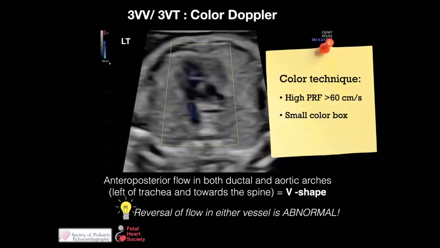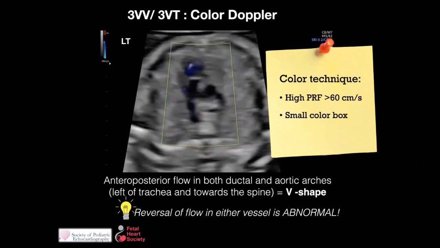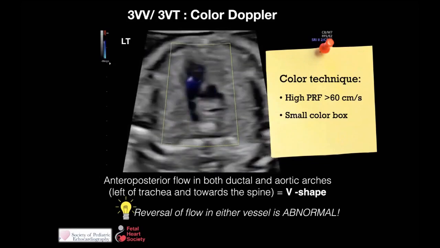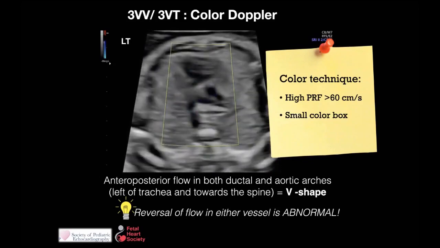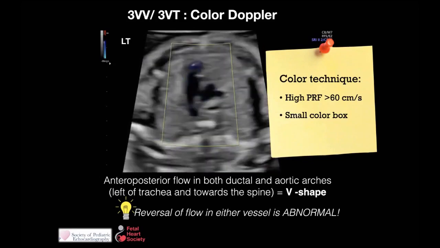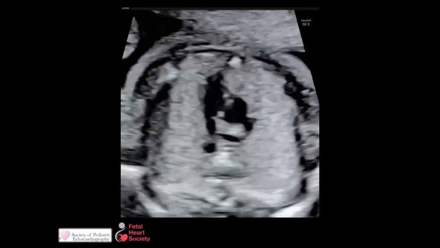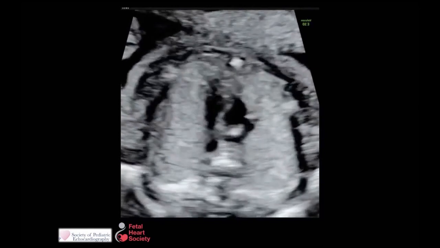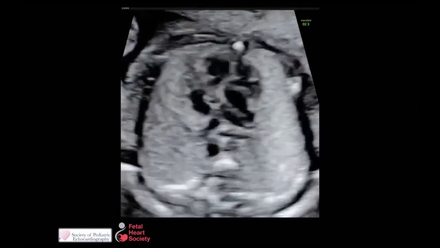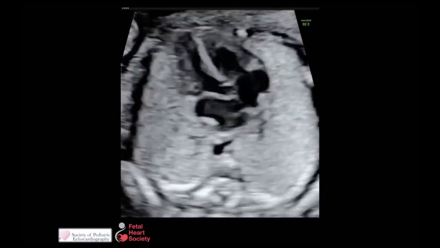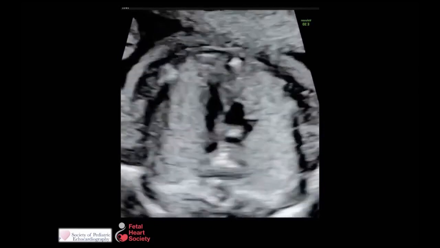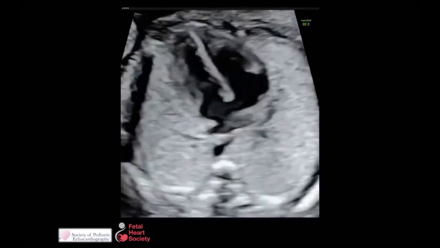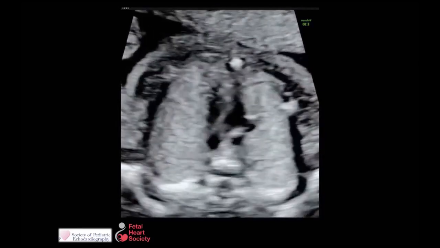When utilizing color technique, you want to utilize a high PRF of at least greater than 60 centimeters per second and a small color box to increase the frame rate, especially when turning on color. And with a very simple sweep, starting from the 4-chamber and angling up towards the fetal head, all the way up to the 3-vessel trachea view, in this 3-second sweep we're able to rule out major congenital heart defects, and even more so with color Doppler.